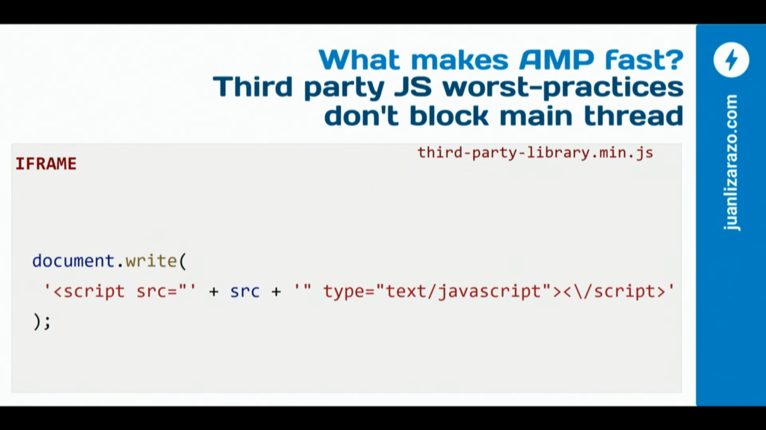In this case, there is a very bad practice in this library. We have document.write, and it's writing a script. The problem with this script is that as soon as it is written on the document, it will start loading the source, and until that source is fetched, it won't continue rendering the page. So this is terrible for performance. This is something for you to check with the libraries you're using on your projects if you are not using AMP.